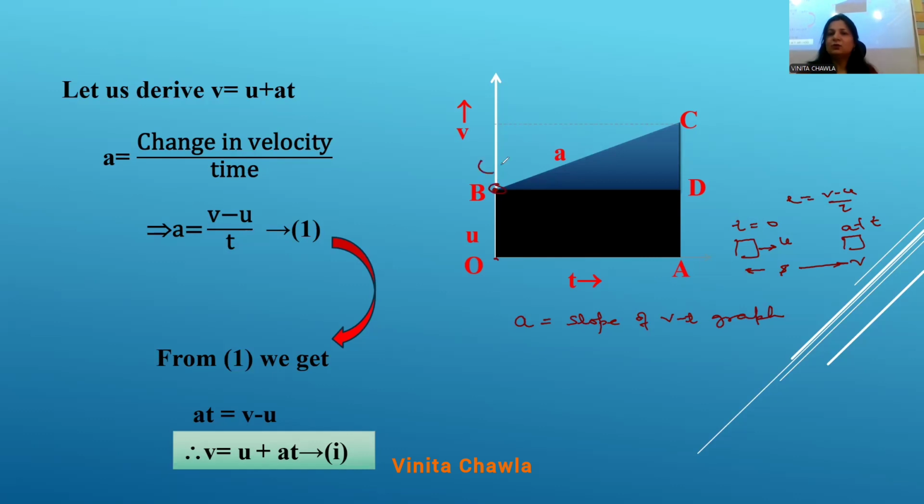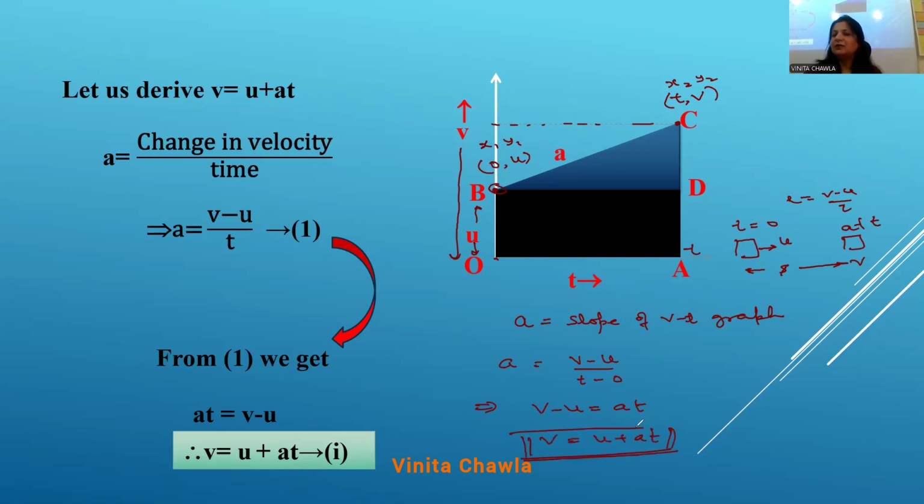It's (0, u), because this is u. And the coordinates of this point: this is t, so the abscissa is t, and the ordinate is v. So now we can take the slope. This is your (x1, y1), and this is your (x2, y2), and slope is (y2 minus y1) upon (x2 minus x1). Here y2 minus y1 is v minus u, and x2 minus x1 is t minus 0. Now you can simplify this and you will get v minus u as at, or v is equal to u plus at. This is how we write the solution. This is the derivation of the first equation of motion, where we derive the formula.